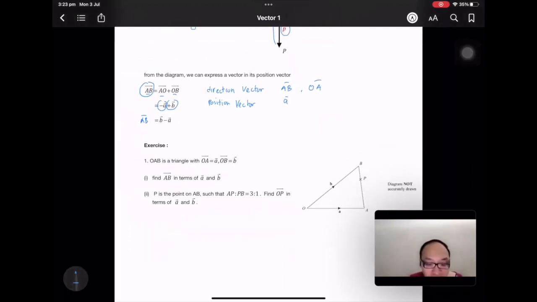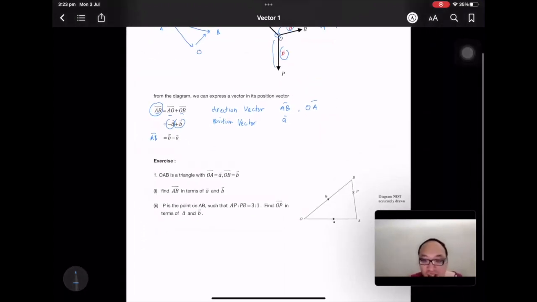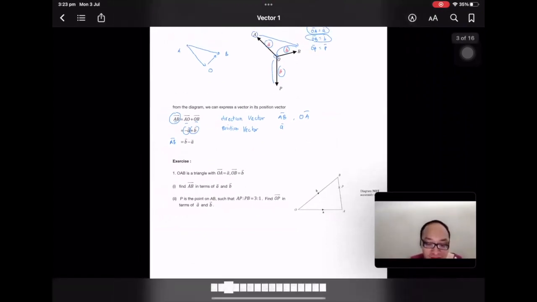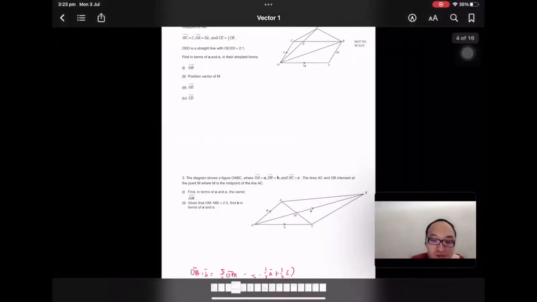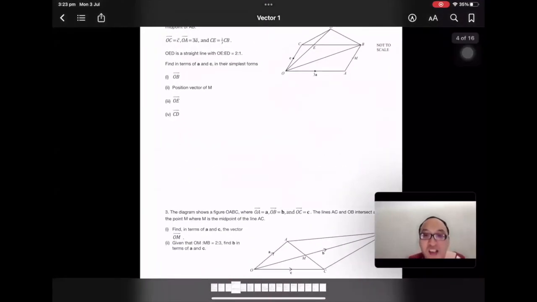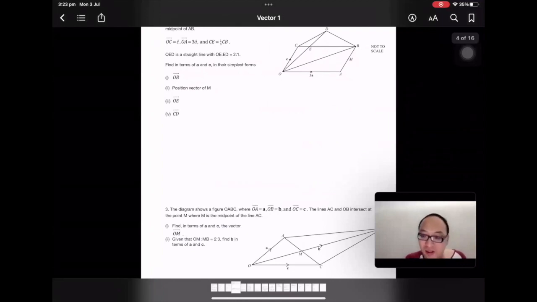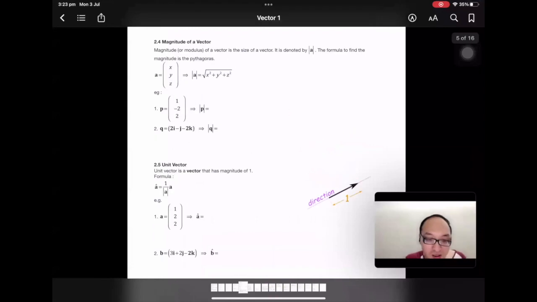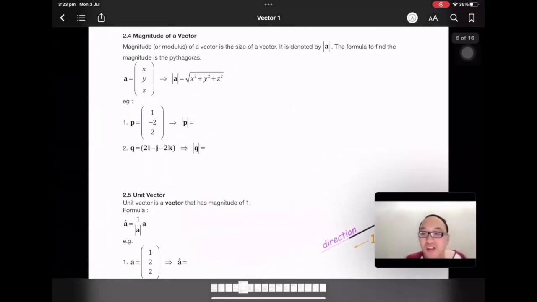We have the exercise here. You can try this exercise. I will skip the exercise here, and then we move on to the magnitude of a vector.